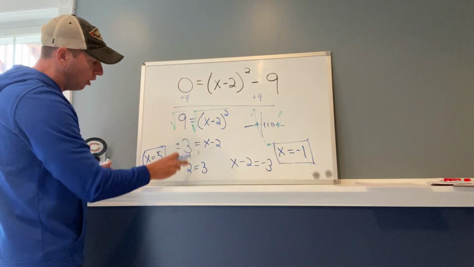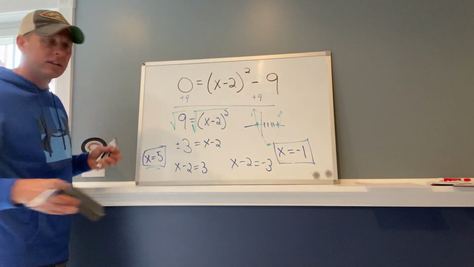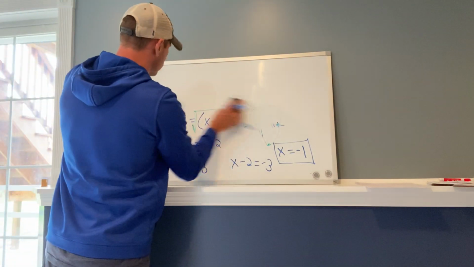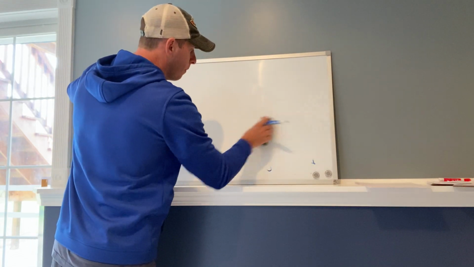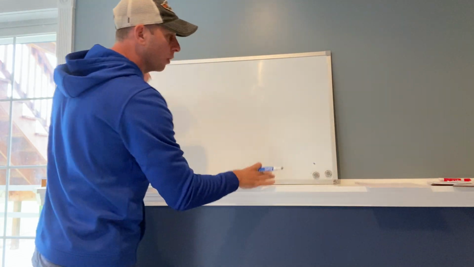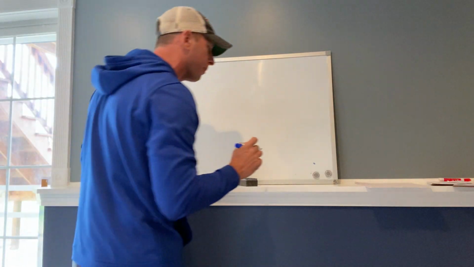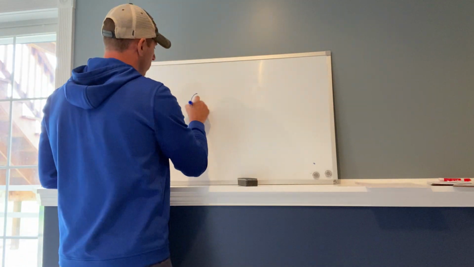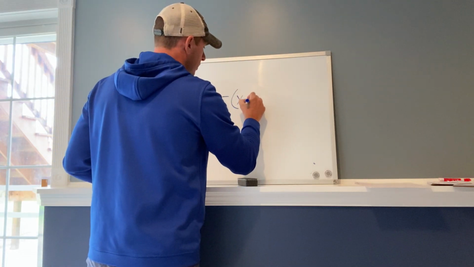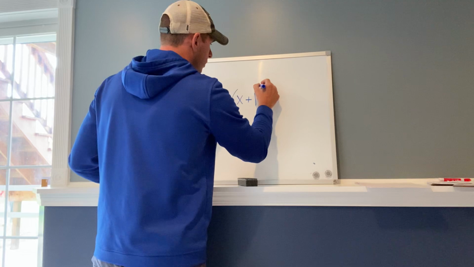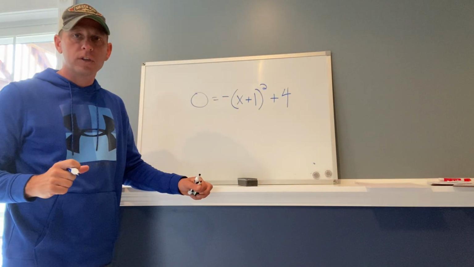Okay, solving by square roots, you could solve by graphing. We have different methods to solve. I want you to solve this equation by using square roots. So you're solving using square roots. So undo operations. 0 equals -x plus 1 squared plus 4. Solve that using square roots.